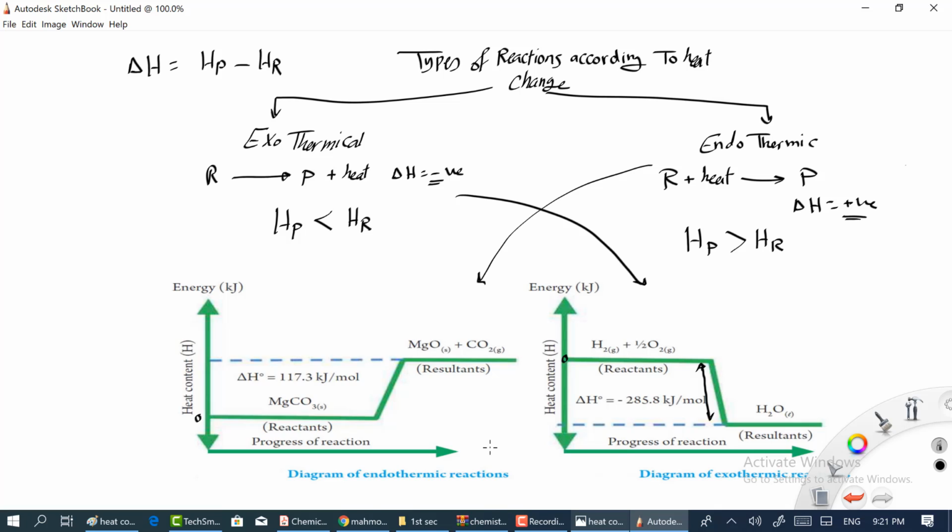And for the endothermic reaction, we have the thermal decomposition of magnesium carbonate, giving magnesium oxide and carbon dioxide gas. The difference between the reactant and the product is 117.3 kilojoules. Let's take another example.